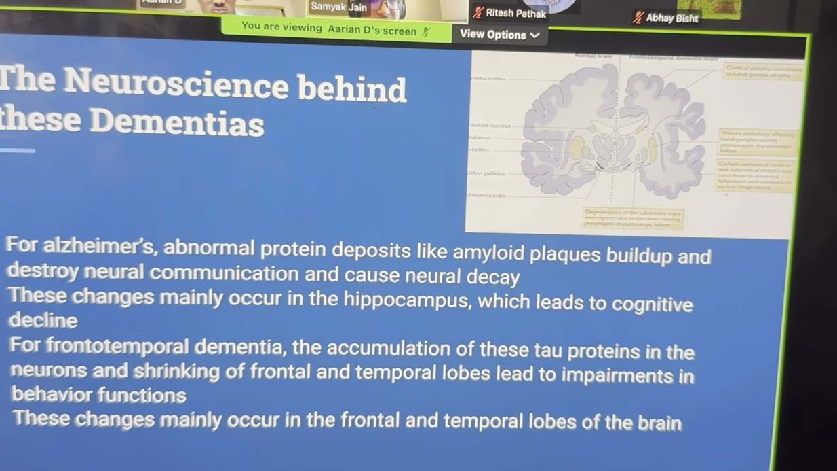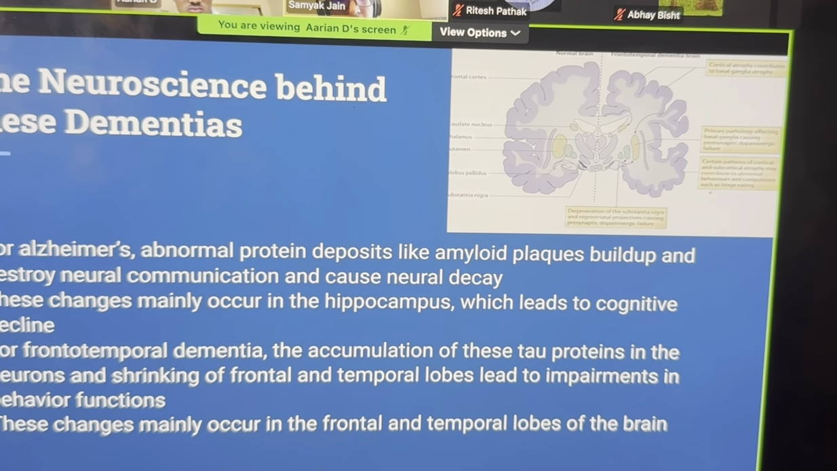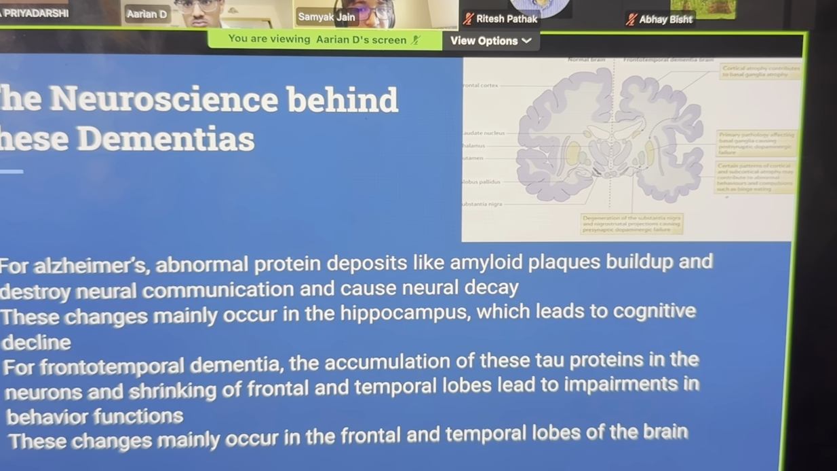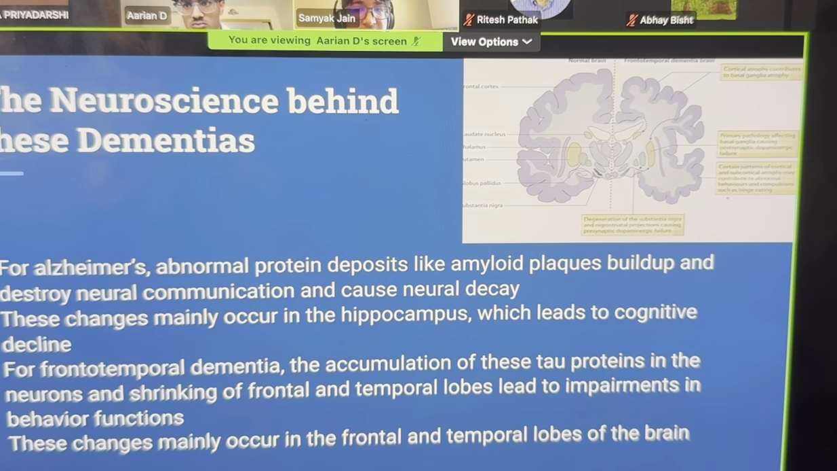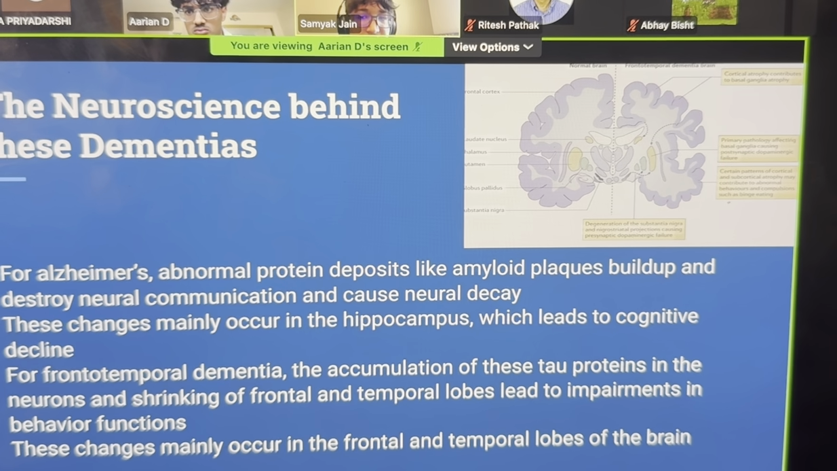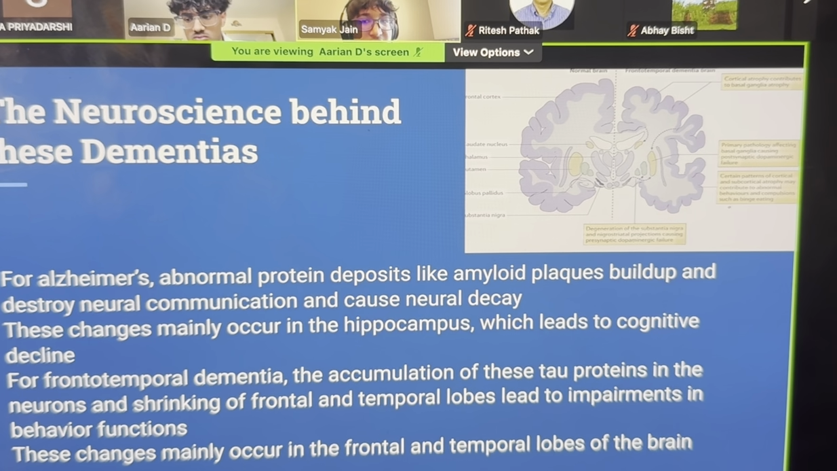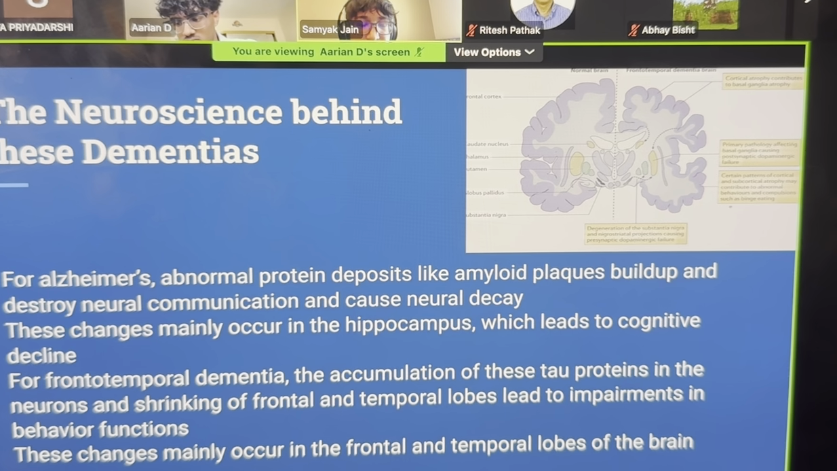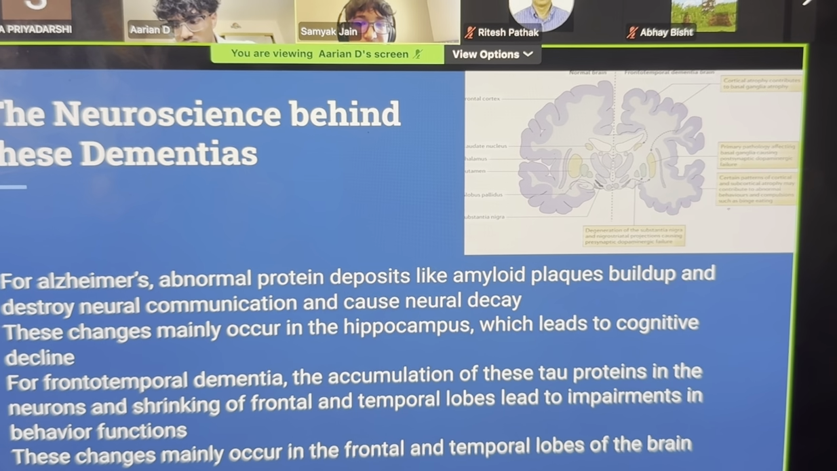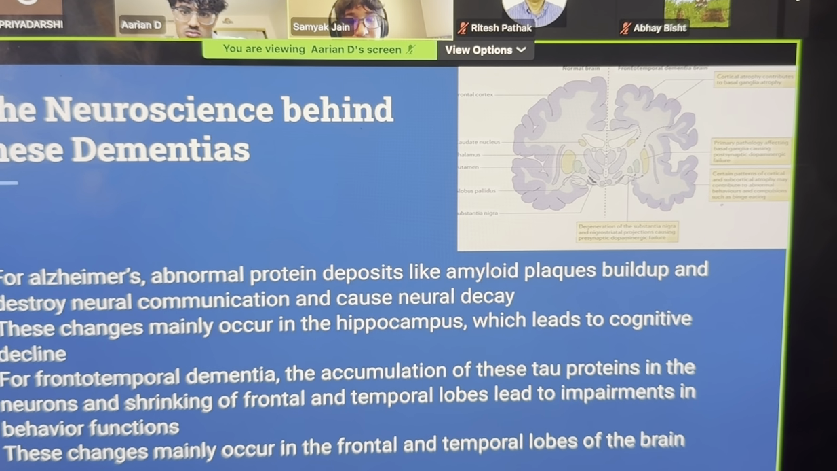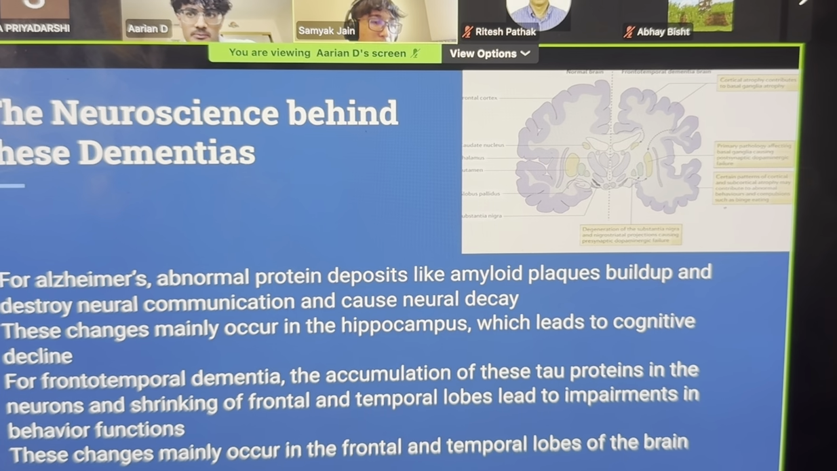As we can see on the image at the top, the left side is the normal control population. And on the right side, you can see what happens to the brain when someone has frontotemporal dementia. They have atrophy in certain regions, especially in the frontal and temporal lobes, which means it's shrunk in those regions.